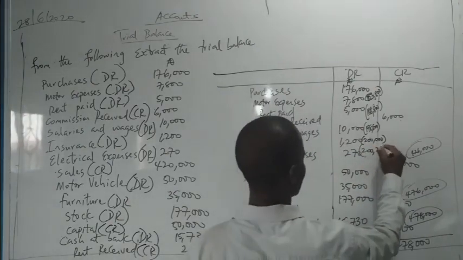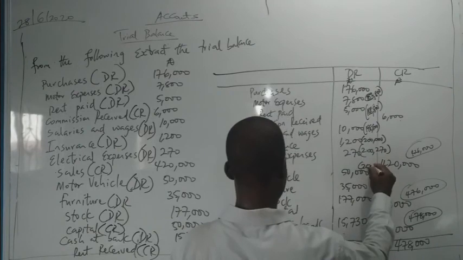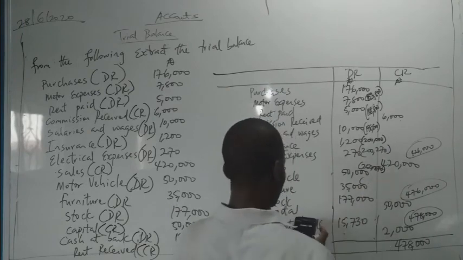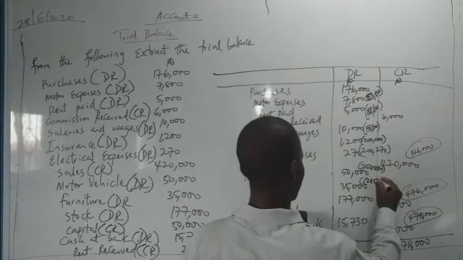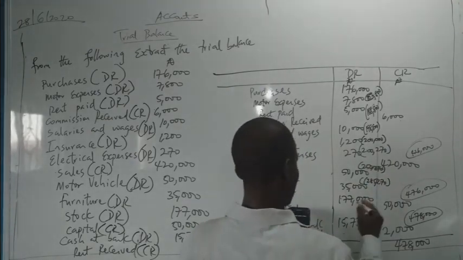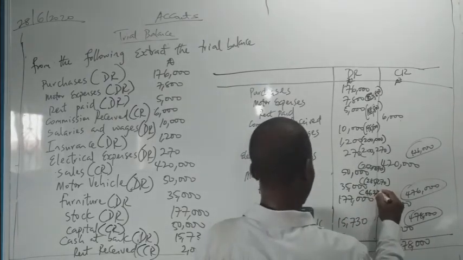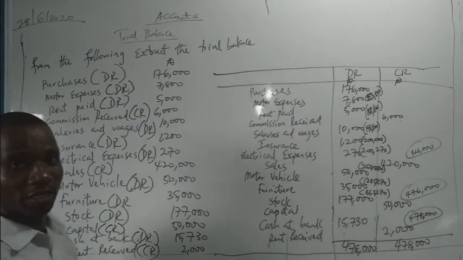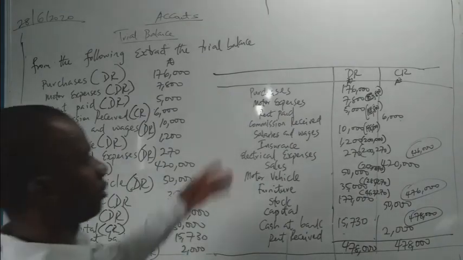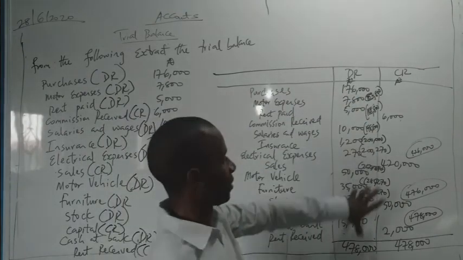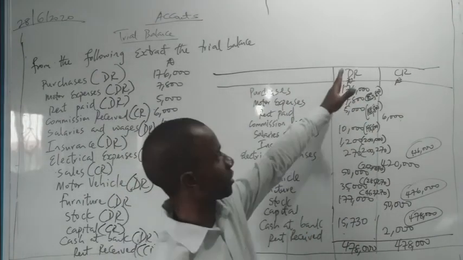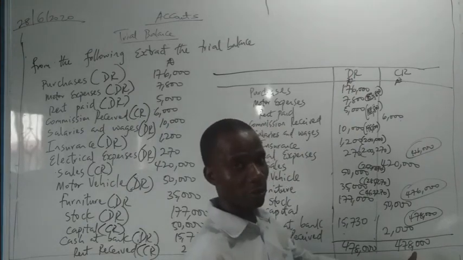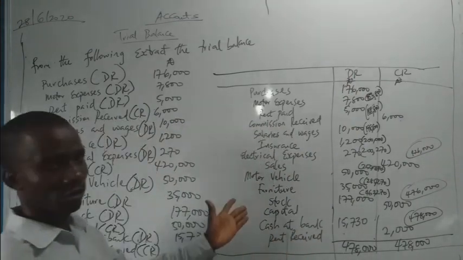This is 200,270. This is 250,270. This is 285,270. 462,270. Then 478,000. So you can see, this shows that all the posting made in the ledger to get all these balances is accurate, because the total debit balance is 478,000. The total credit balance is also 478,000. So this is how you do the trial balance.